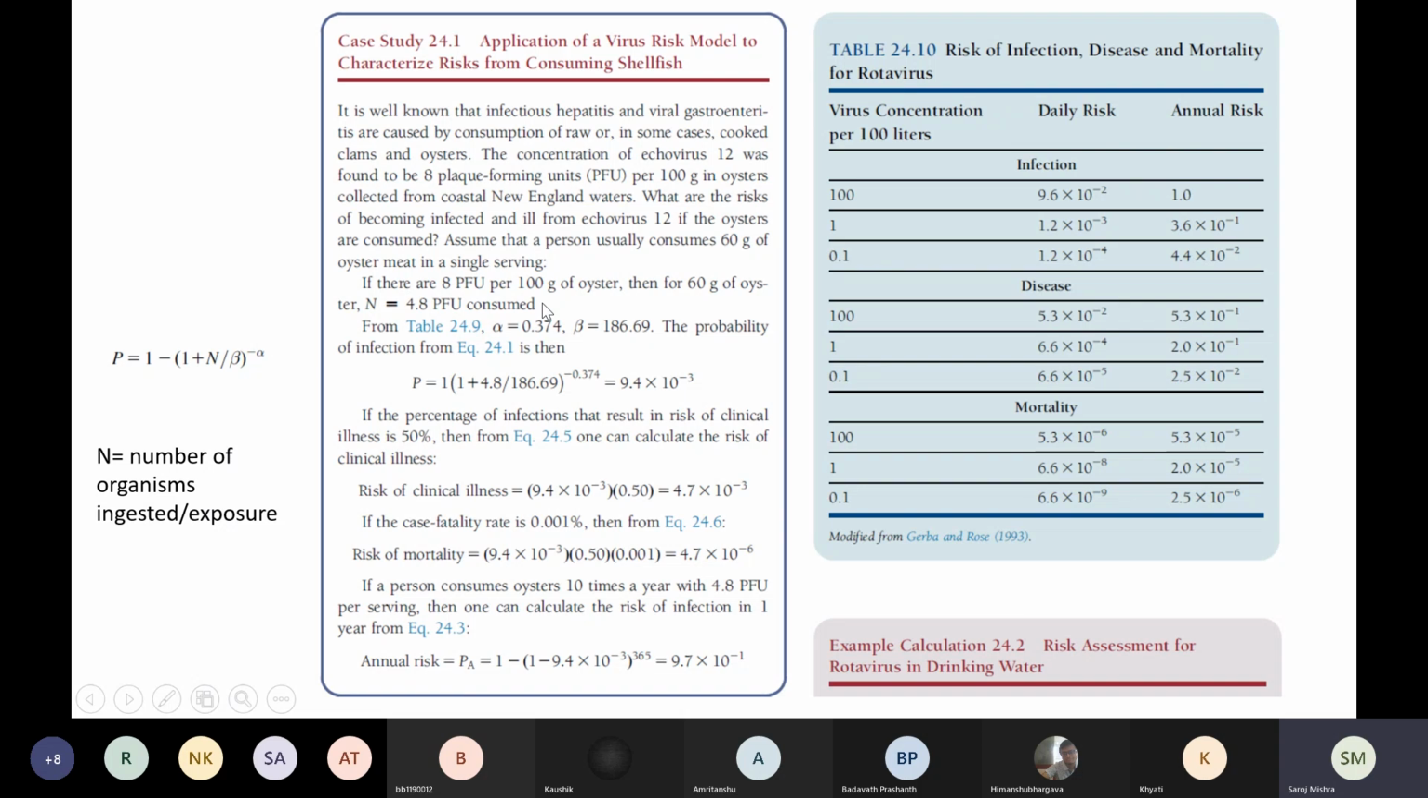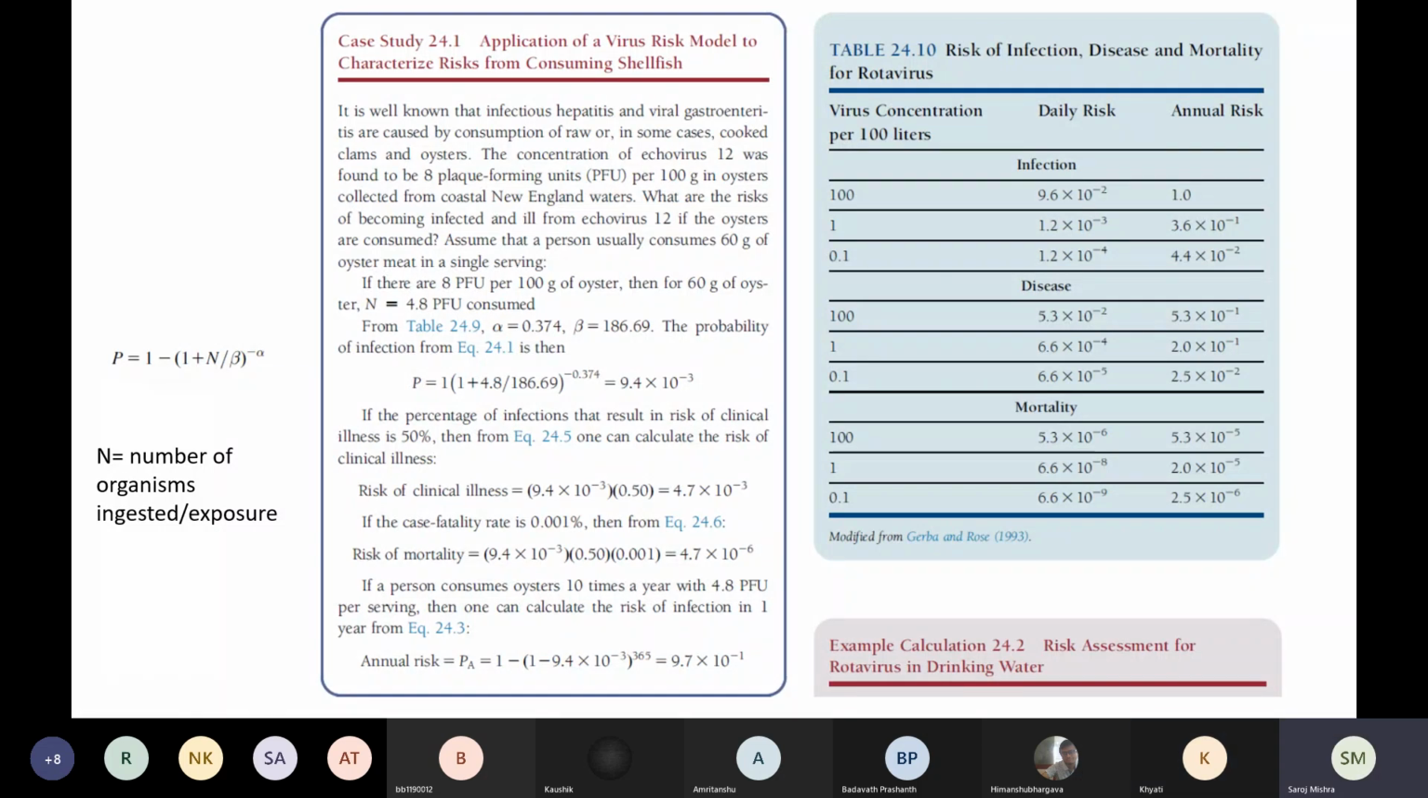From the dose response curve which is available to you for echo 12 virus, it follows a distribution that has been established. The values of constants alpha and beta are already known to you. So the question is, what is the probability of infection, which is P equal to 1 plus N divided by beta, raised to the power of minus alpha. Remember, in the last slide I had shown you. So you plug in the various constants. N is the exposure which you have calculated, capital N, because this is the probability function right here.